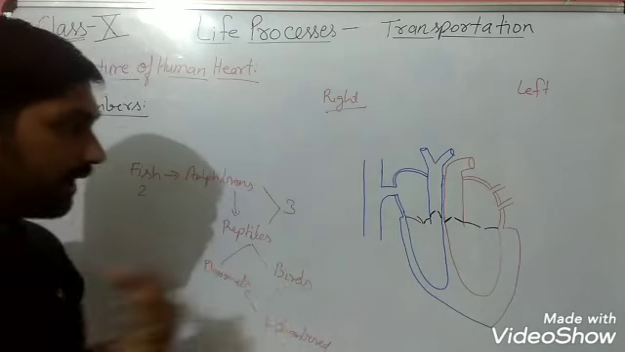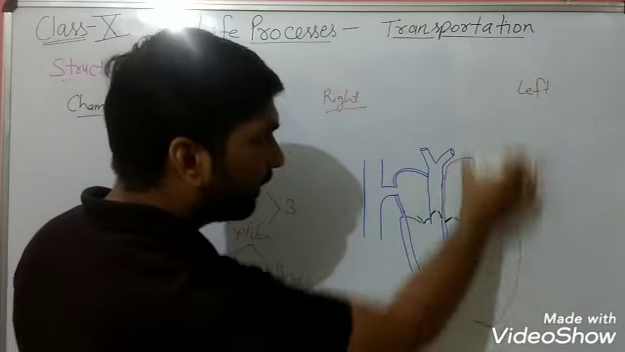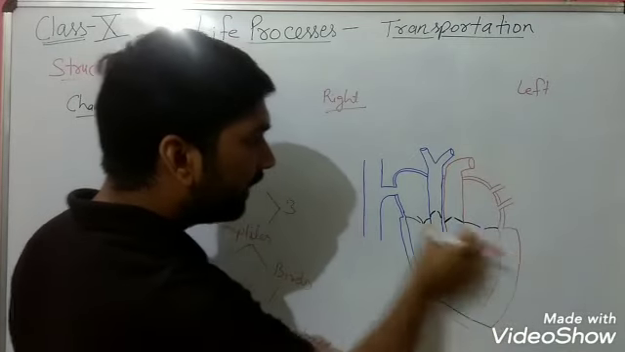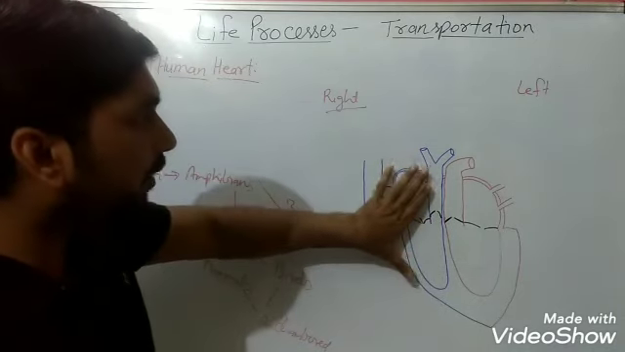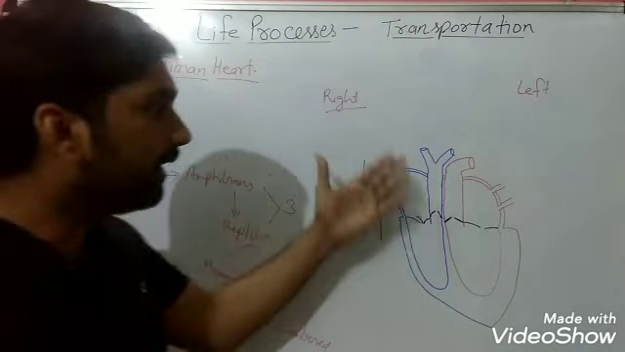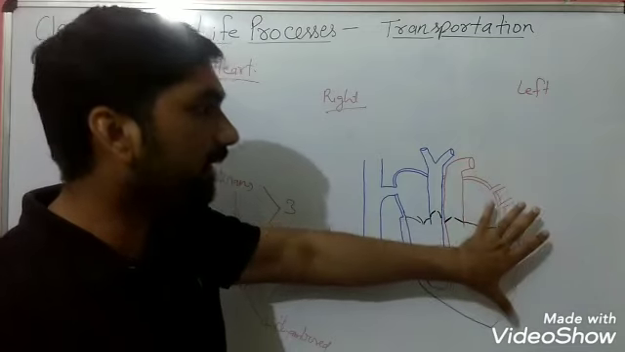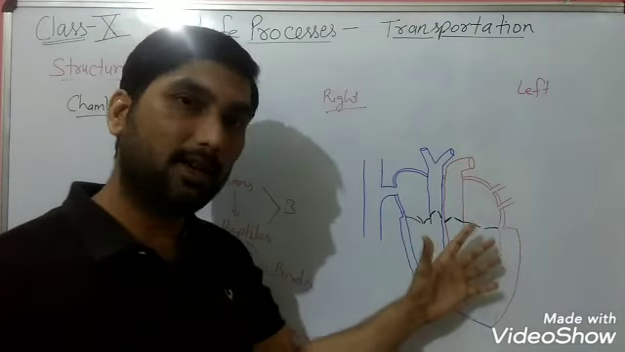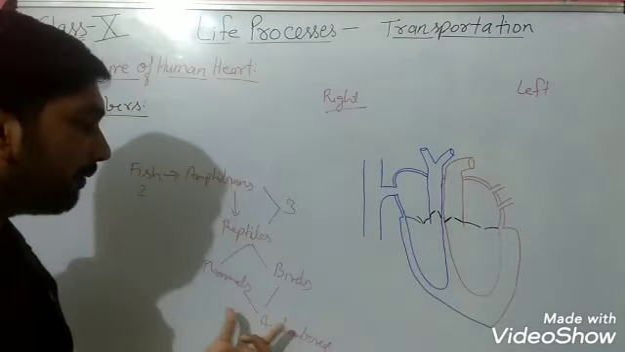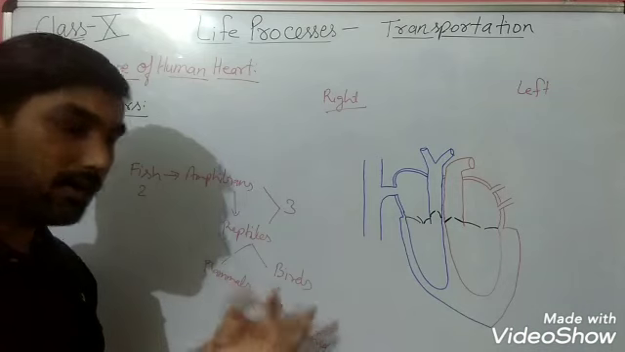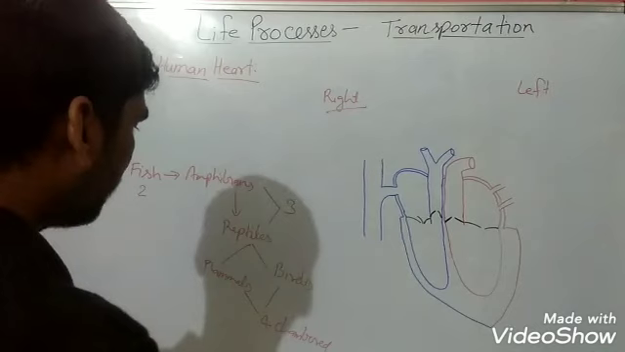But here, as we are having a 4 chambered heart, I made it like this. The left side you are observing is of red color, and this side is of blue color. It means what? The right side of the heart is having deoxygenated blood, and the left side of the heart is having oxygenated blood. So both of the blood will not mix together, and this is the advantage of having a 4 chambered heart.